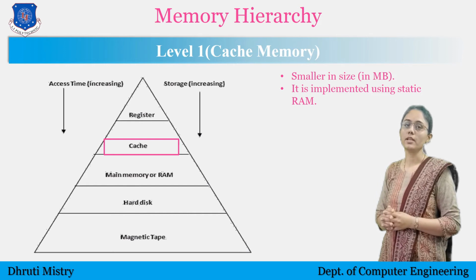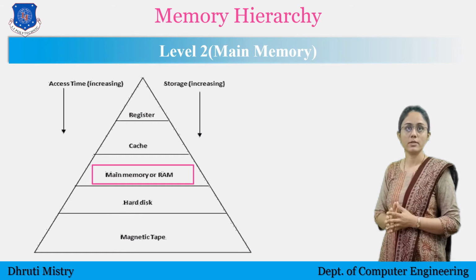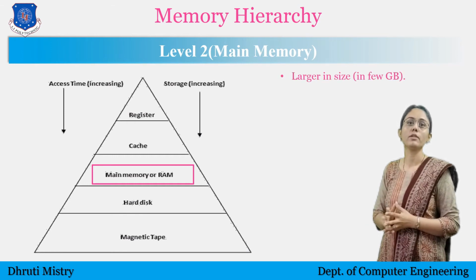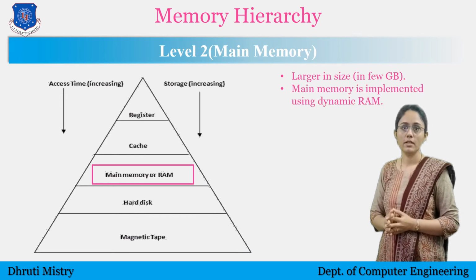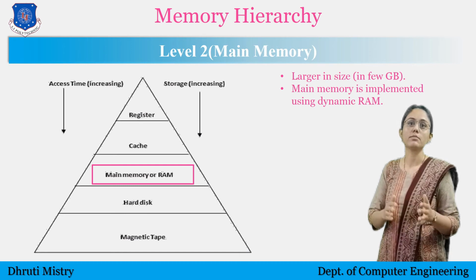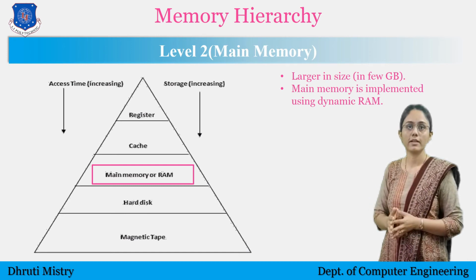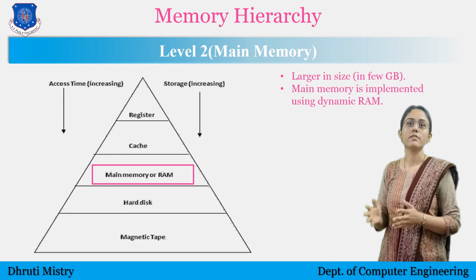And main memory is at level 2. It is less expensive than cache memory and therefore larger in size, for example a few gigabytes. It is implemented using dynamic RAM. The main memory in the computer is nothing but the memory unit in the CPU that communicates directly. This memory is made up of RAM as well as ROM.